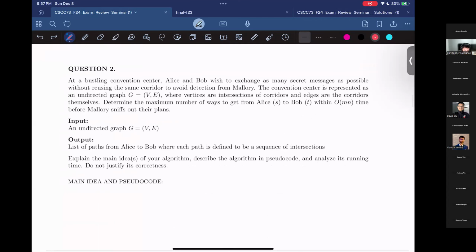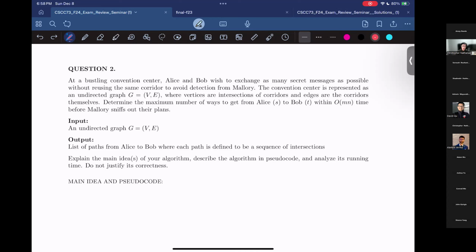So, question 2. At a bustling convention center, Alice and Bob wish to exchange as many secret messages as possible without reusing the same corridor to avoid detection from Mallory. The convention center is represented as an undirected graph, G equals (V, E), where vertices are intersections of corridors and the edges are corridors themselves. Determine the maximum number of ways to get from Alice to Bob within O(mn) time before Mallory sniffs out their plans.